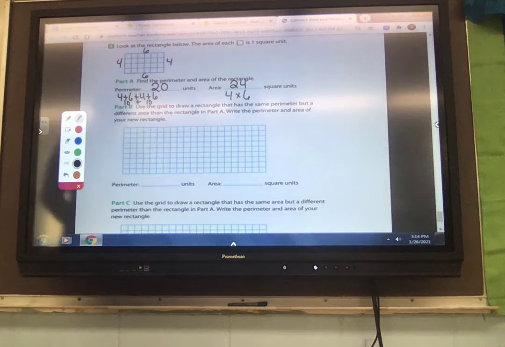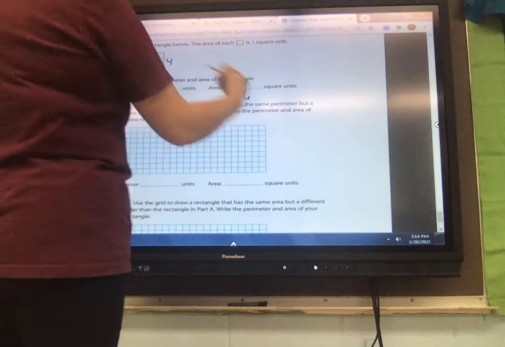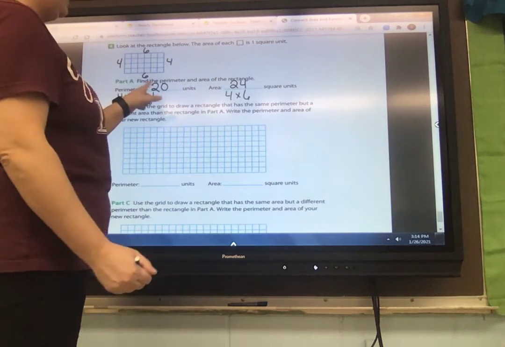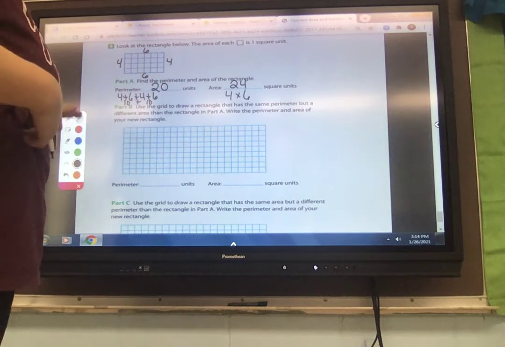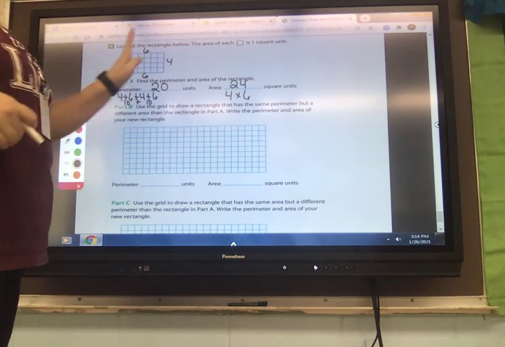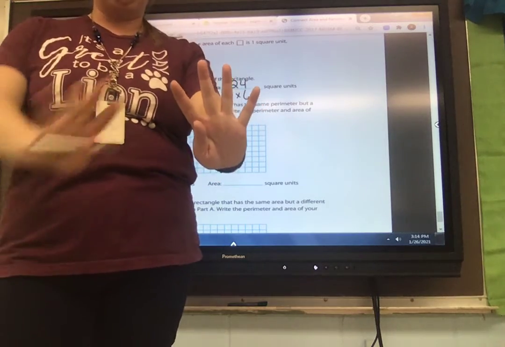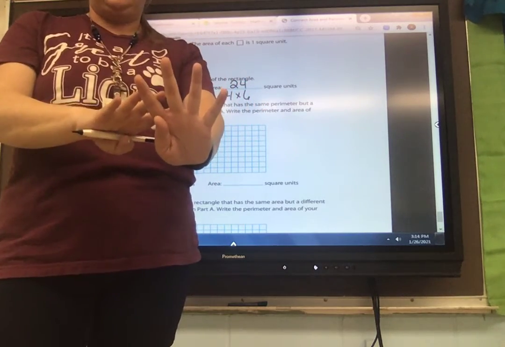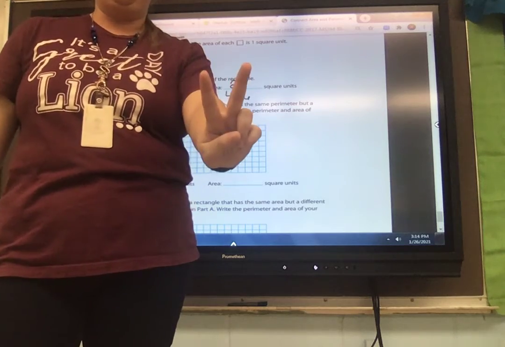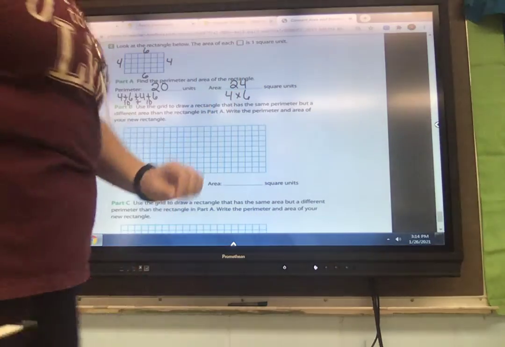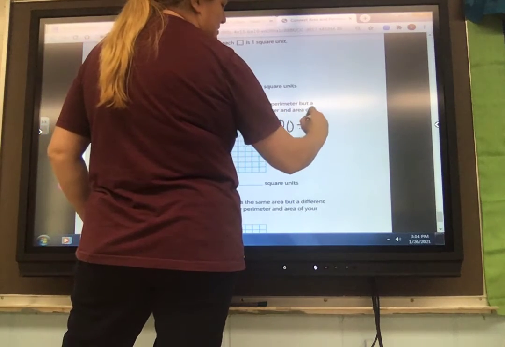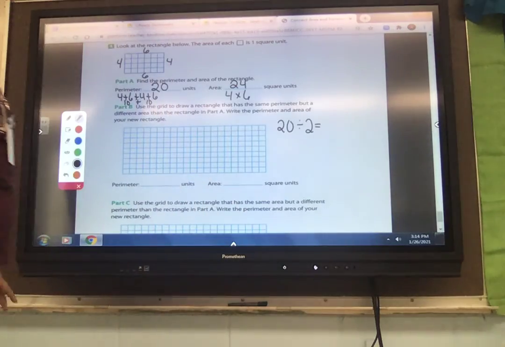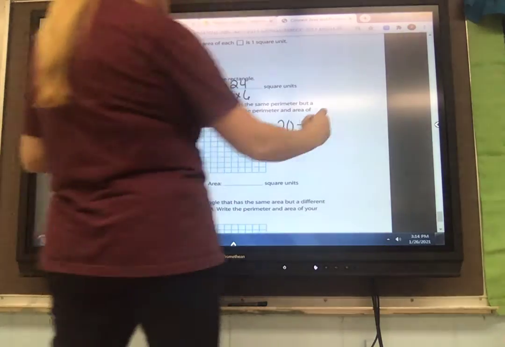All right, part B. Use the grid to draw a rectangle that has the same perimeter but a different area. So our perimeter was 20. Remember, our book told us a helpful hint. Perimeter is made out of 4 sides that match. Okay, so I only need to come up with half of that. So to get my perimeter, I'm going to figure out what half of 20 is. In other words, I'm dividing it by 2. Half of 20 is 10.